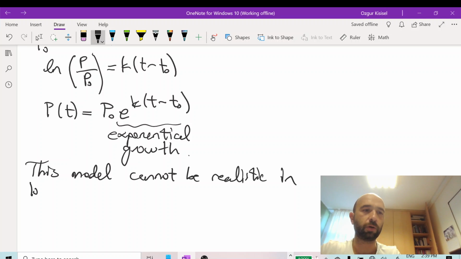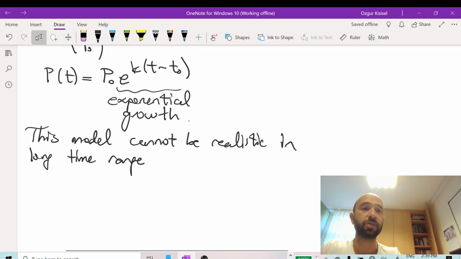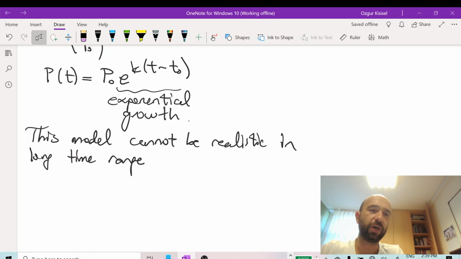in long time range because we know that whatever population you have, even if it's a virus, right, after some time, it's out of resources, right, out of space, out of food, or out of people to infect. I mean, out of the resource to grow more. So then what you have to do is you have to change your model.